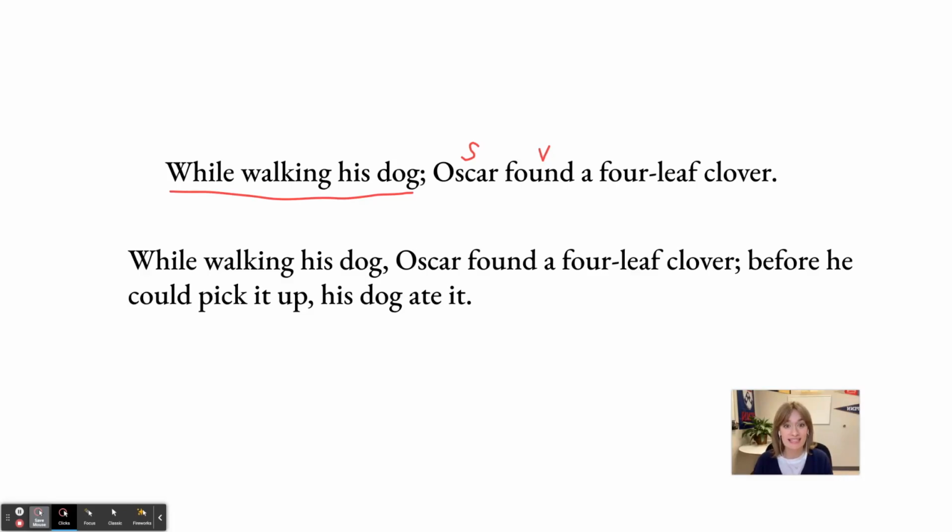How I decided to fix this sentence was to add another independent clause. So we still have Oscar as our subject and found as our verb. And then we have a semicolon, and then we go into our other independent clause. Dog is working as our subject and ate is our verb. So now we have two independent clauses, which means we can connect them with a semicolon.